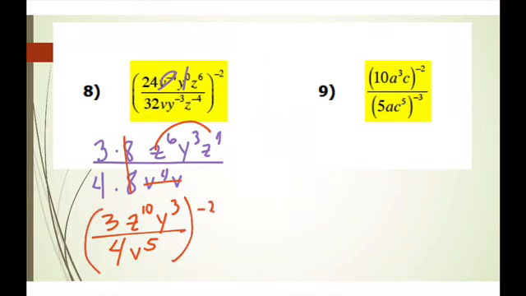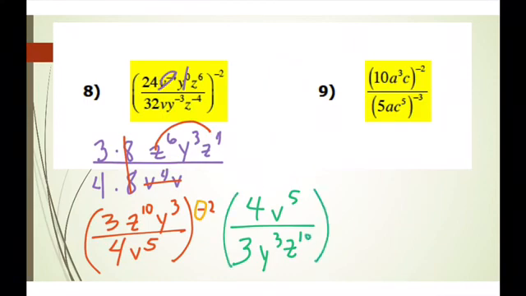So just like in the last problem, that negative means everything needs to switch places. So I'm going to swap everything. So 4v to the 5th will be on top. 3, y to the 3rd, z to the 10th, I'm just doing those in alphabetical order, will be on the bottom. And now it's to the 2nd power. So that means everything in there now gets a 2nd power.